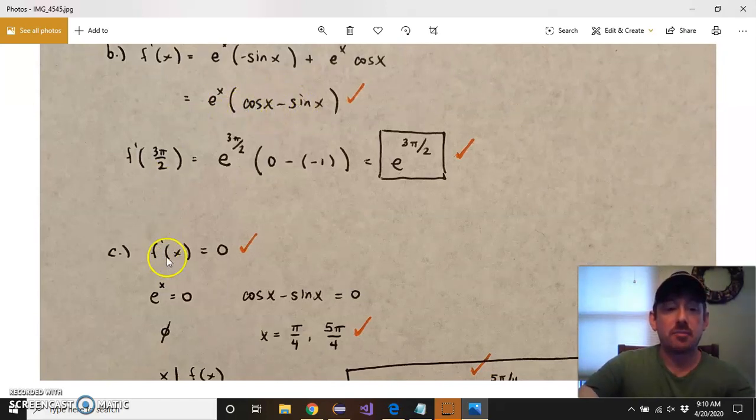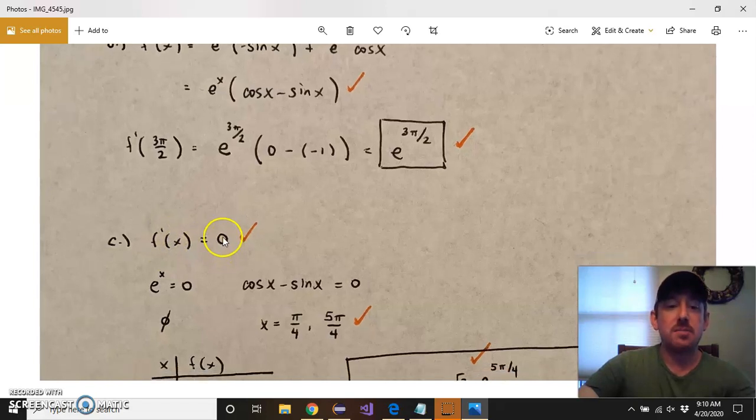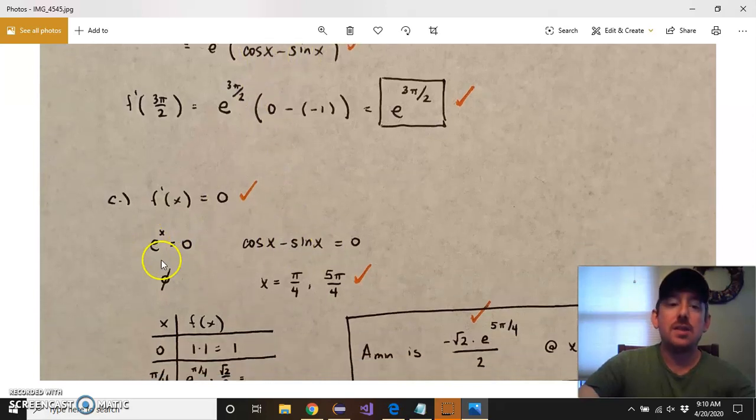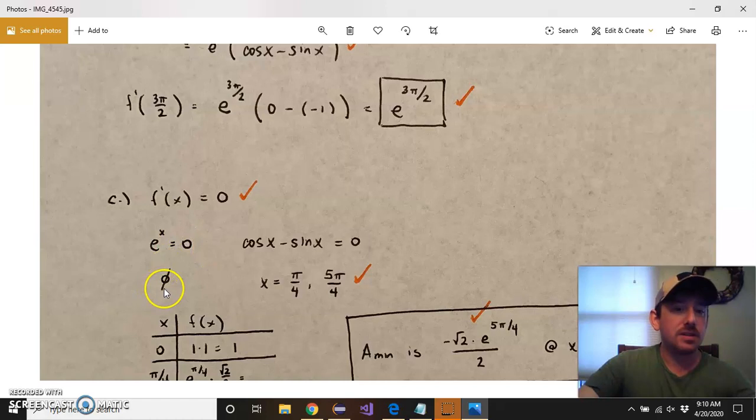So I'm just going to say f prime equals 0 means e to the x either equals 0 or cosine minus sine equals 0. This doesn't produce any answers because 2.7 to any power would never give me 0. Cosine minus sine equals 0. If I just add sine to both sides, cosine and sine are the same thing, at pi over 4 and 5 pi over 4. So you've got 2 points so far.